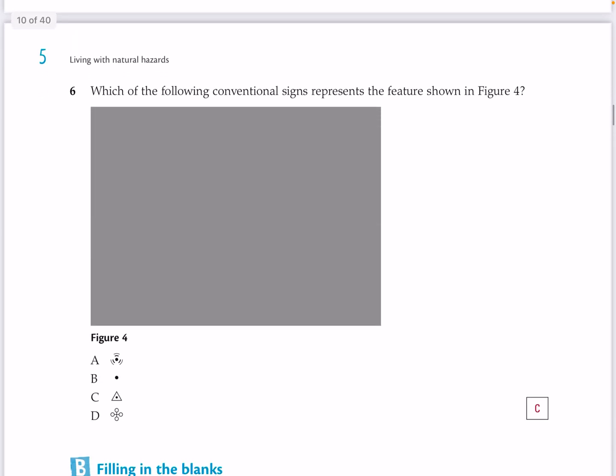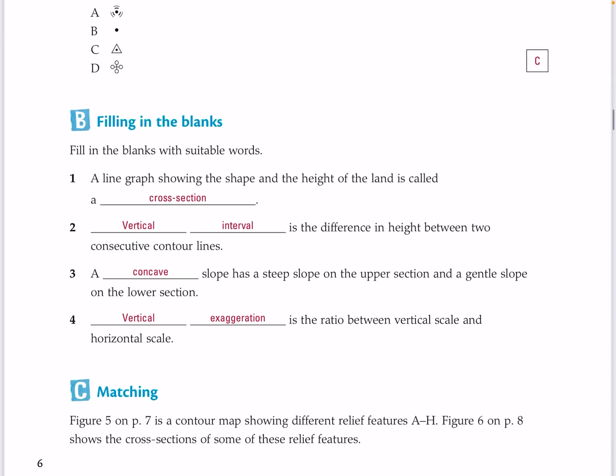Which of the following conventional signs represent the features shown in figure 4? I think this is a circle pillar with white and black color, isn't it? So accordingly, this is a trigonometrical station.